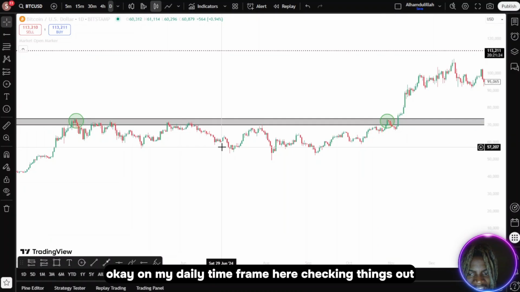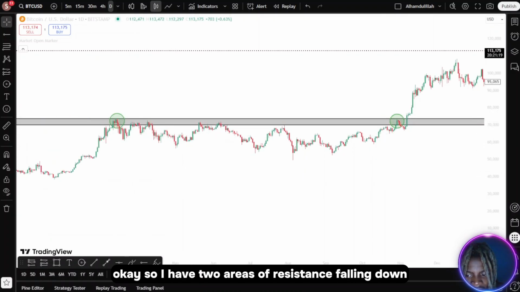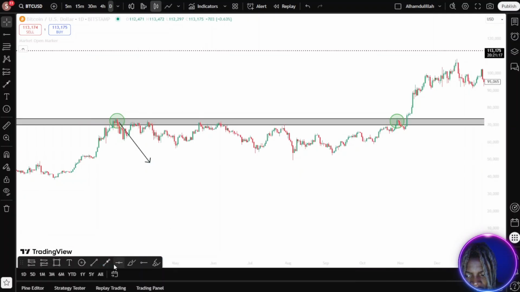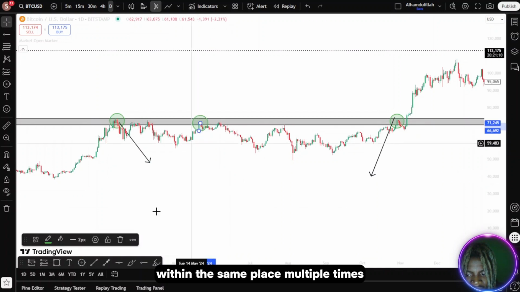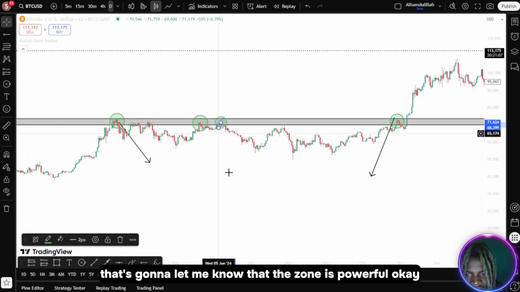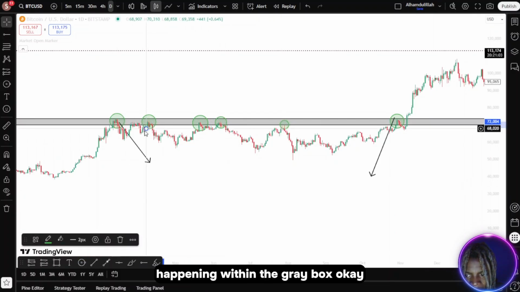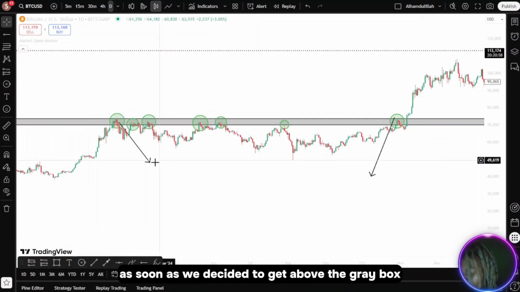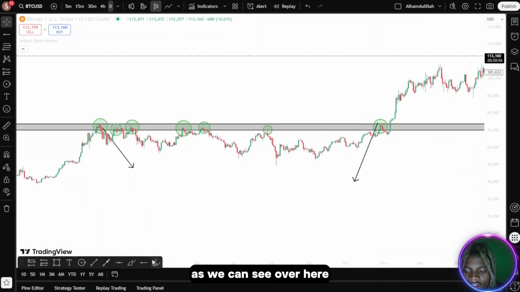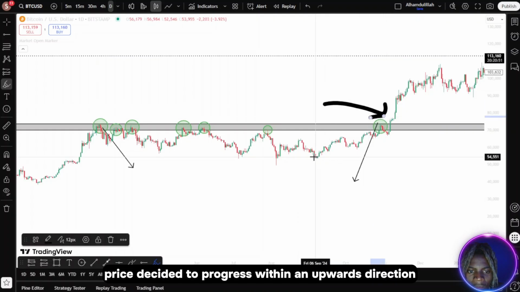Okay. I'm on my daily time frame here, checking things out. Okay. So I have two areas of resistance falling down, showing me bearish price action at the same exact place. Okay. So when I especially see price action happening within the same place multiple times, once again, that's going to let me know that the zone is powerful. Okay. But look at all these bearish reactions happening within the gray box. Okay. But then as soon as we decided to get above the gray box, as we can see over here, price decided to progress within an upwards direction.